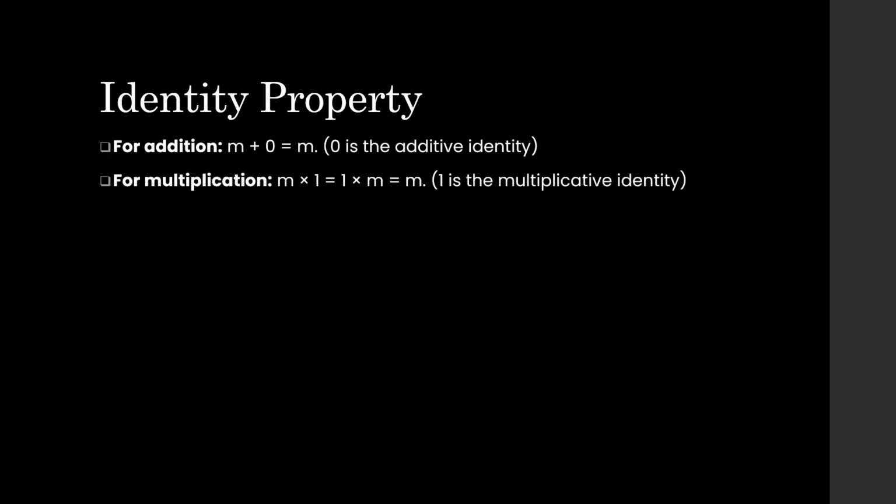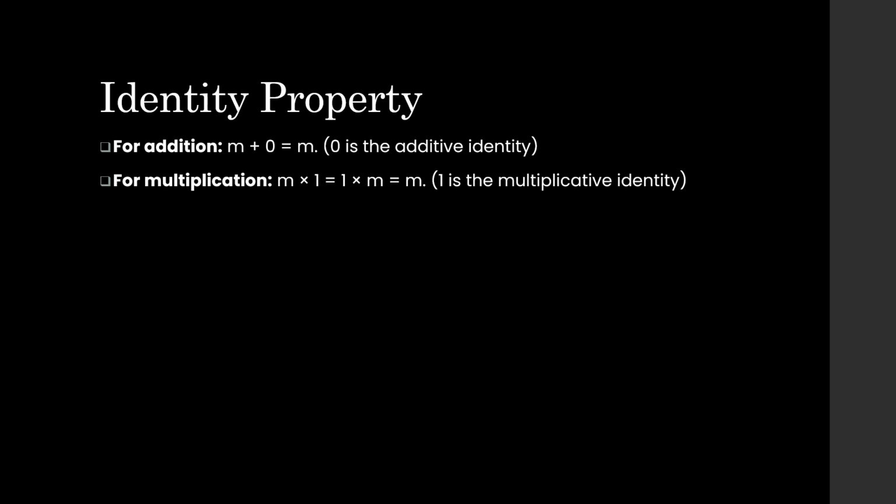Other property, the last property, that is identity property for addition and for multiplication. Now see, identity means same, identical. If I am taking a number, let's say 5, and I am adding 0 to it, my answer will remain 5 only. So the answer remains the same when I add 0 to any number. Therefore 0 is known as the additive identity.